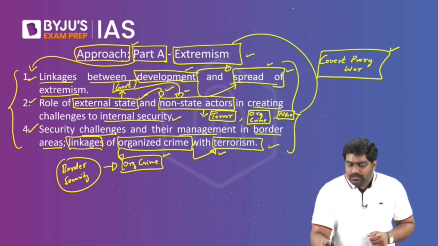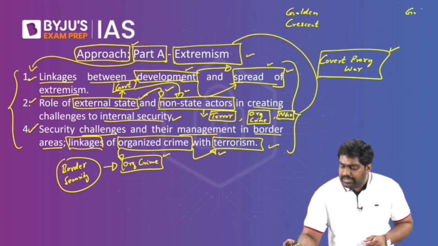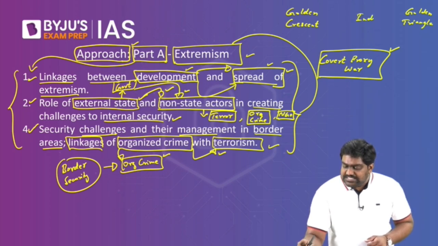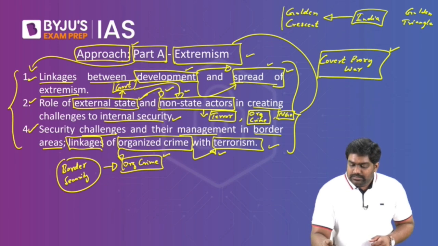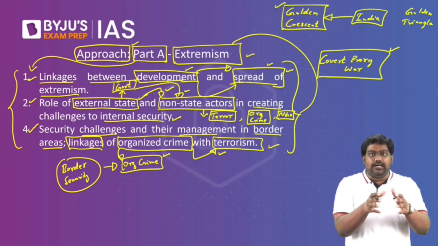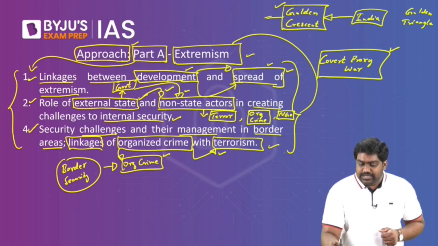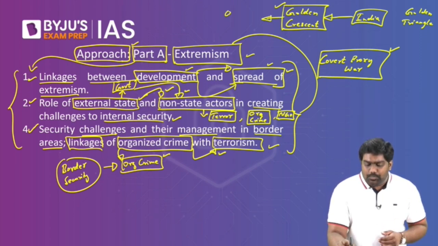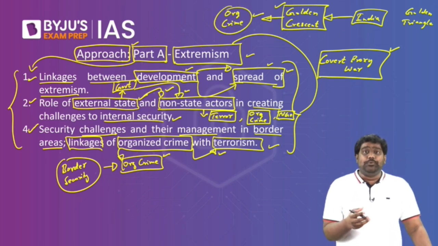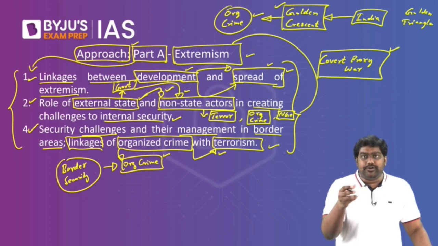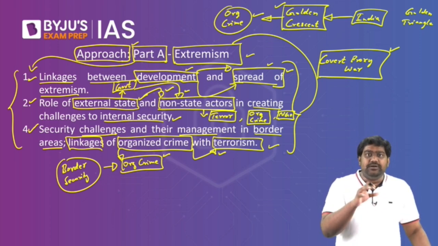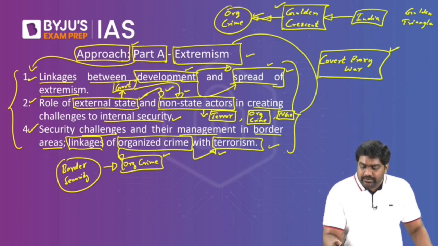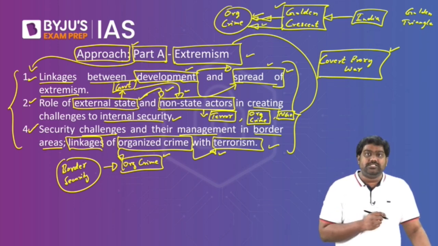Take, for example, the Golden Crescent region and the Golden Triangle region, which are present right next to India. To the west of India, we have the Golden Crescent that covers the regions of Afghanistan, Pakistan, and Iran. This region, called the Golden Crescent, is a hub of illicit, organized criminal activities. Afghanistan, for example, is a global hub for drug production and drug trafficking. Pakistan and its government agencies are closely involved in supporting these organized criminal cartels.